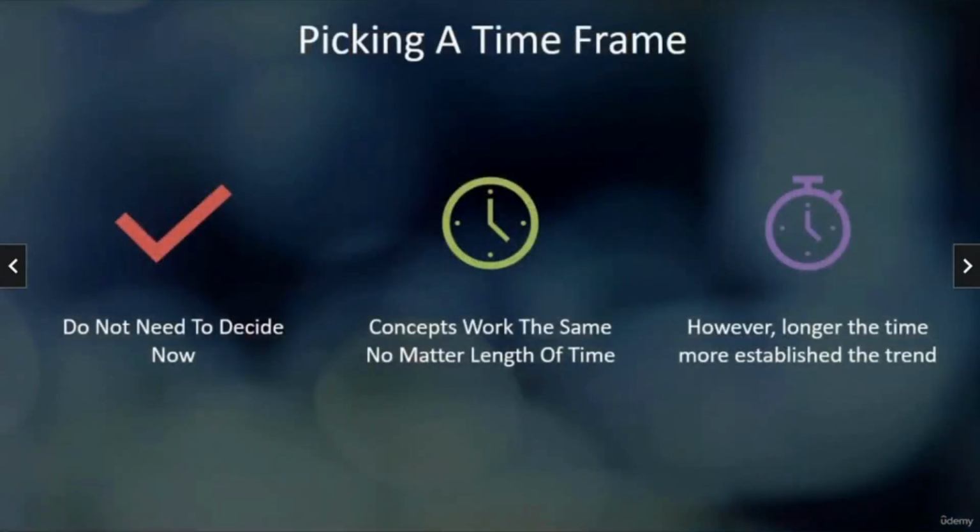So picking a time frame, once again, you do not need to decide now. That's very important. Don't worry about that. Concepts work the same, no matter the length of time. And however long the time, one thing to take away is the more established the trend is, a trend that's been going in a certain direction for months is going to be a very strong trend versus something that's going for minutes or hours that might change quickly. And thus you're getting in and out of positions quicker if you're a day trader than, let's say, if you're more just an every once in a while trader. Both are perfectly fine.